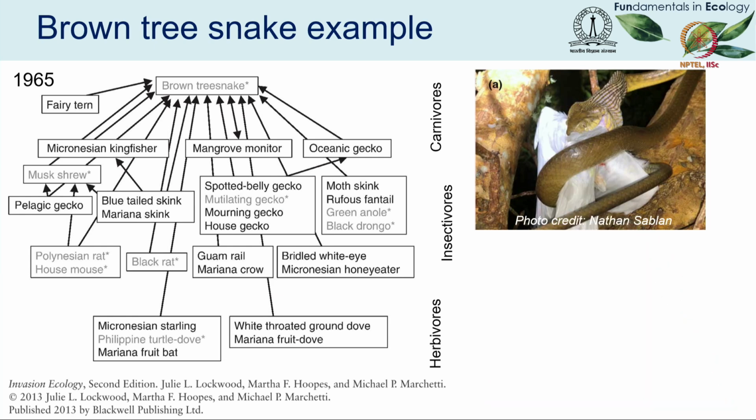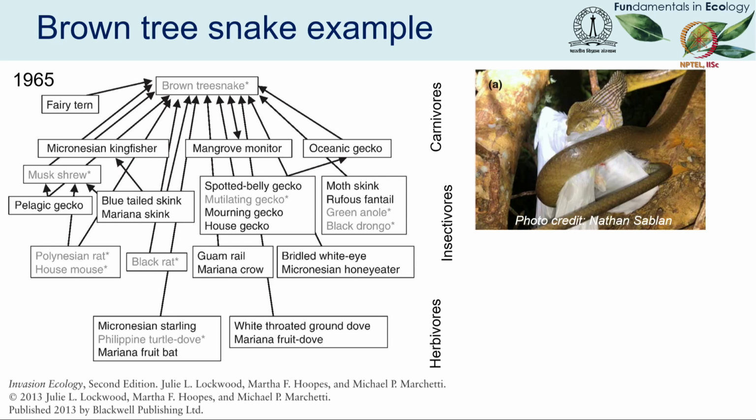And we look at what the vertebrate food web looks like now. By 20 years, the brown tree snake was very well established. Here it is. All these arrows pointing to the brown tree snake show that the brown tree snake is eating all of these different species. So the brown tree snake has replaced the fairy tern, a bird, as the top predator, and it eats species at all the different other trophic levels. So you can already see that it's having a big effect on the food web.